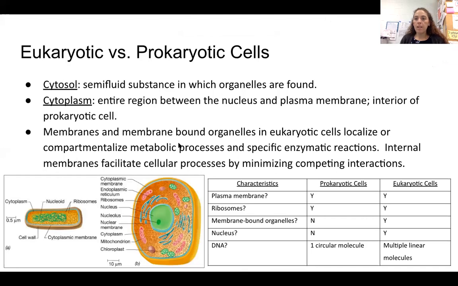So with our eukaryotic and prokaryotic cells and their cell size, there are a couple of important structures involved with that exchange of materials with the environment. We have the cytosol, which is the fluid in which all of our organelles are found. Commonly, it's referred to as the cytoplasm. That refers to this region.